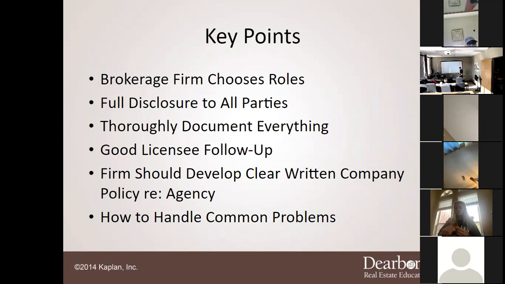So our key points for this evening. A brokerage firm, they choose their role. They choose what they want to do. Here, like I said, Justin just lets you kind of choose what you want. Some brokerages might not do that. They might make you specialize in one area. So just be aware of that when you're going in. Full disclosure to all parties. We've been talking about that multiple times. It is very important. Thoroughly document everything. That's the CYB, cover your butt.